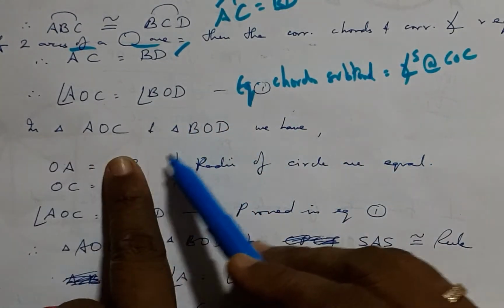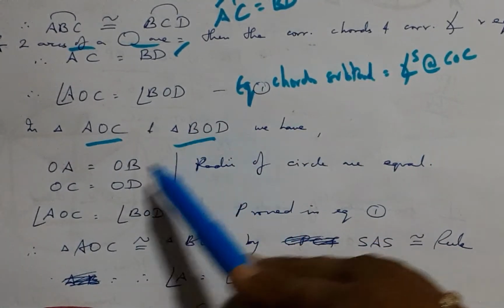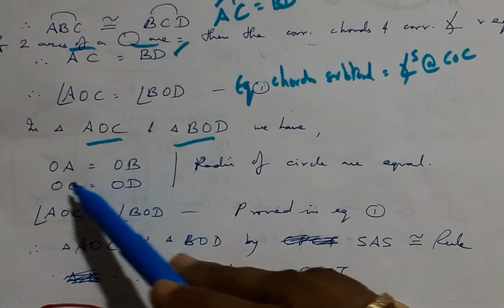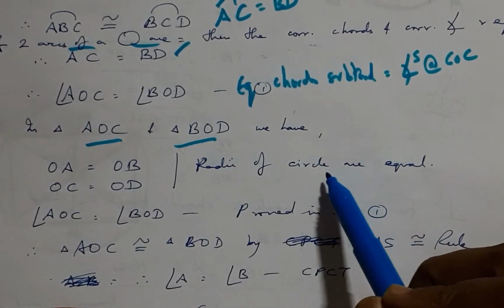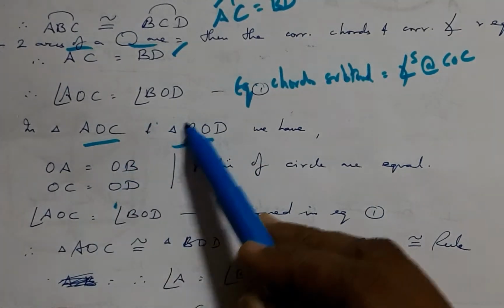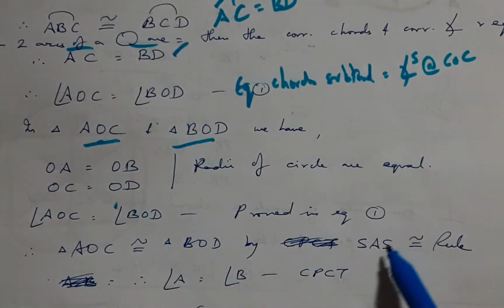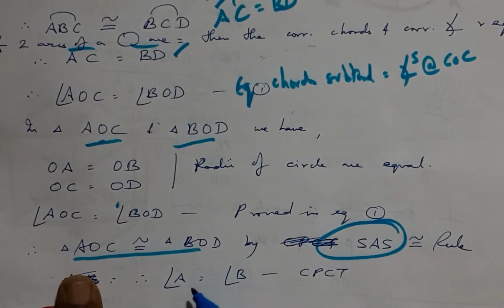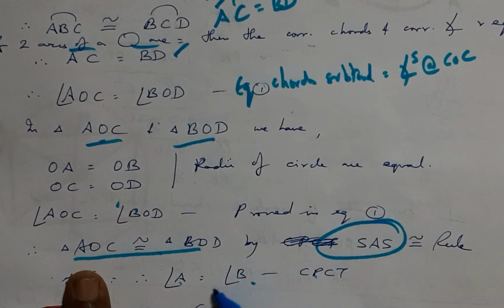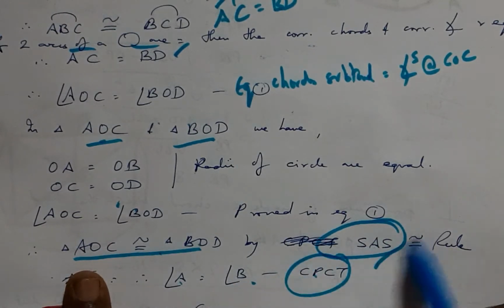Now for triangles AOC and BOD, we have a congruency. OB equals OA and OC equals OD because they are radii of the circle, and just now we have arrived at this angle. Therefore, by SAS congruency, these two are congruent, and from that congruency we can arrive at angle A equals angle B by CPCT. Hence proved.